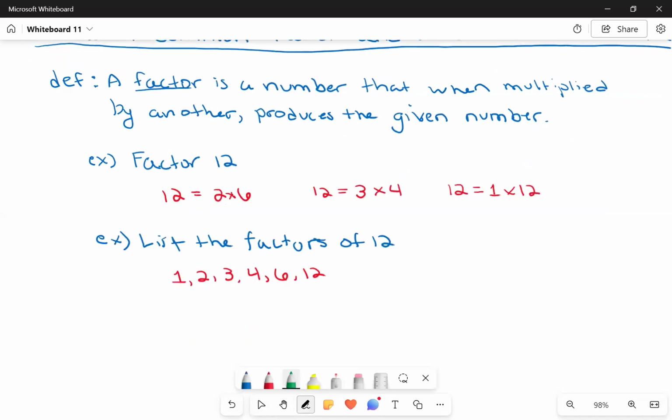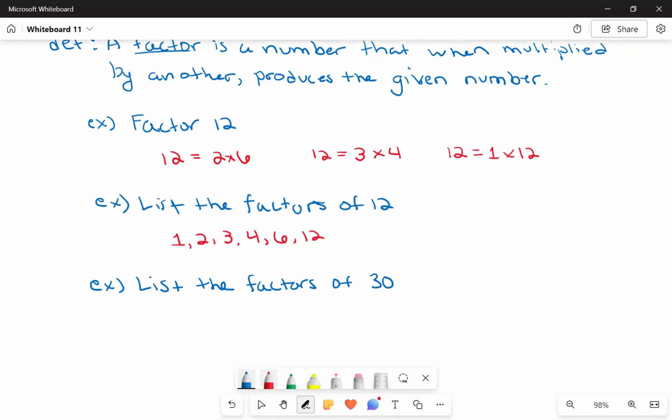If you're interested in listing factors of a number, let's try one more. List the factors of 30. So we want to think about things that multiply to be 30. Well, we know 1 definitely multiplies by 30, so 1 is a factor. 2 goes into 30, we know that. 3 also goes into 30. 4 doesn't work. 5 does, and 6.